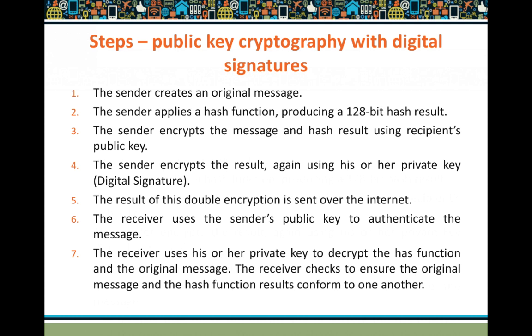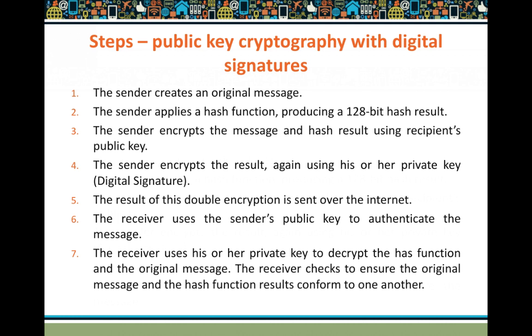So we have encryption done initially with the recipient's public key and the hash code, and then with the sender's private key. This is called double encryption, because we are encrypting initially with the recipient's public key and the hash code, and then encrypting again using the sender's private key. So it is called a double encryption.